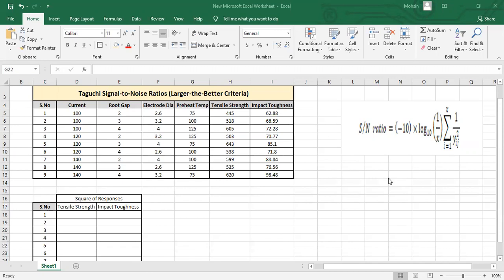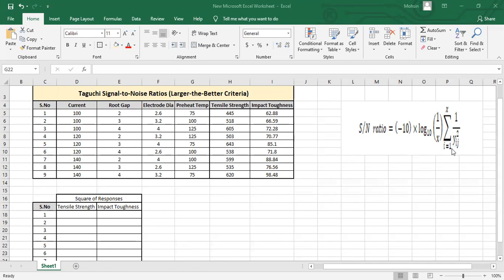So this is the formula in case we are going to calculate the Taguchi based signal to noise ratio for larger the better criteria. First we will understand how to calculate it using the formula. So this is the formula. In this formula, the yij are the quality responses, meaning these are the values of tensile strength in this column. In case of impact toughness, yij are the values of the impact toughness, and in case of tensile strength, yij are the values of the tensile strength.